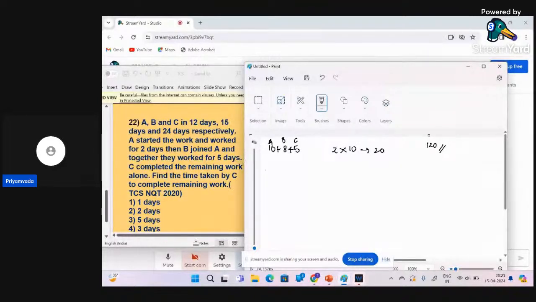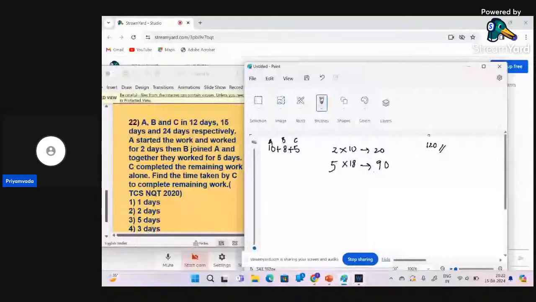Now what happened? B joined A, and B is doing 8 parts of work and A is doing 10 parts of work. So totally how many parts of work are they doing? 18 parts of work is done for one day. And for how many work days did they work together? They work for 5 days, right? So for 5 days, 5 into 18, that is 90. So totally 90 parts of work is done.